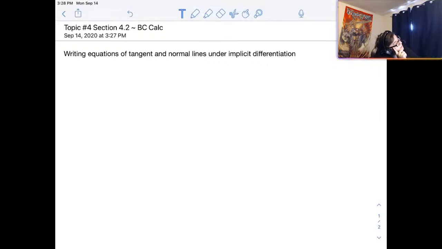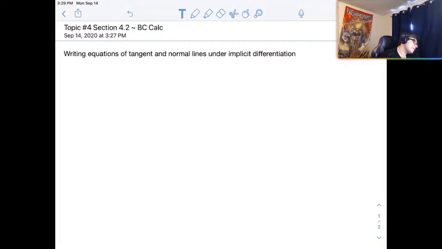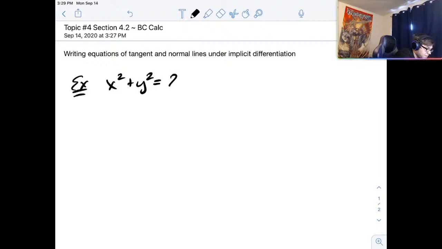Topic number 4 in section 4.2 of implicit differentiation has us writing equations of tangent and normal lines under implicit differentiation. I have 2 examples that I would like to go over. Part of what I really want us to be thinking about as we enter these examples is the idea that implicit curves are often not functions. And the very first curve that we are going to take a look at is this equation right here.